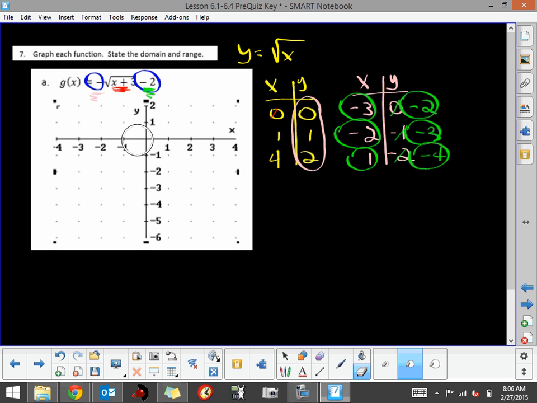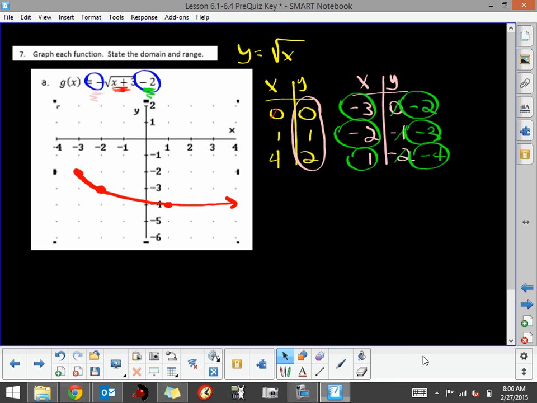So, in a color we can see, we want to graph the ordered pair negative 3, negative 2, the ordered pair negative 2, negative 3, and the ordered pair 1, negative 4, and it opens downward. So that's our graph.